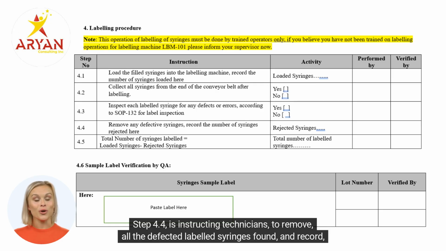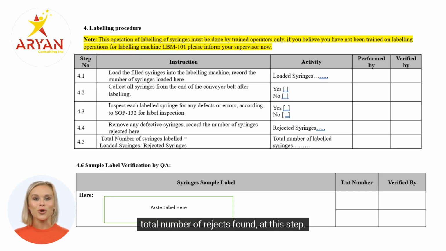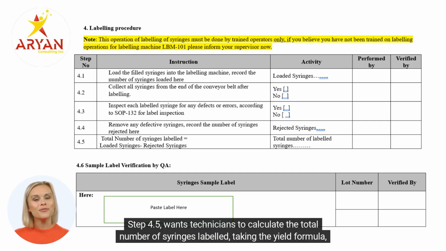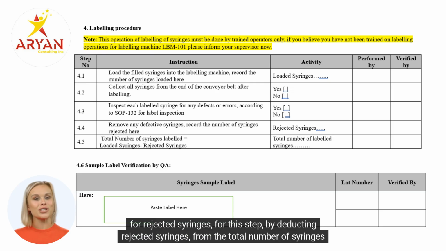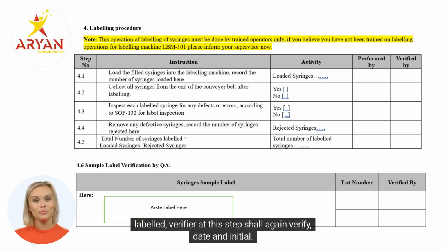Step 4.4 is instructing technicians to remove all the defective labeled syringes found and record the total number of rejects found at this step. Step 4.5 wants technicians to calculate the total number of syringes labeled, taking the yield formula for rejected syringes for this step by deducting rejected syringes from the total number of syringes labeled. The verifier at this step shall again verify, date and initial.